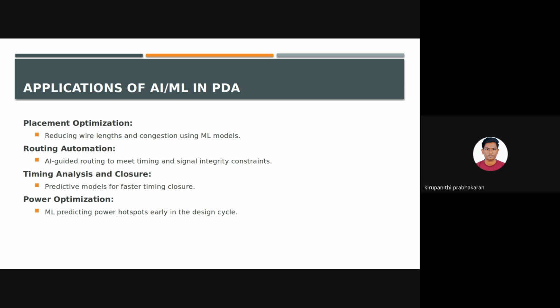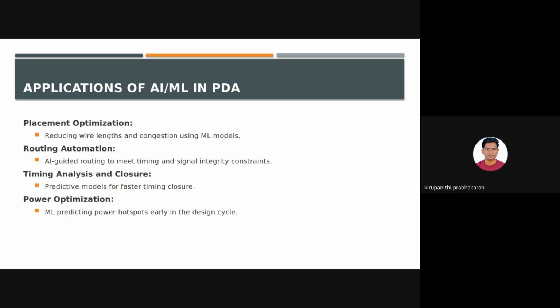Application of AI or ML in physical design optimization: placement optimization. The purpose of placement optimization involves determining the optimal location for different components, for example logic gates, cells, or chips, to minimize the wire length and reduce congestion, which ultimately improves performance and manufacturability. Machine learning models, such as supervised learning algorithms, can be trained on historical placement data to predict the best location for various cells based on factors like timing, power, and area. These models can recognize patterns from past designs and apply them to the new design.